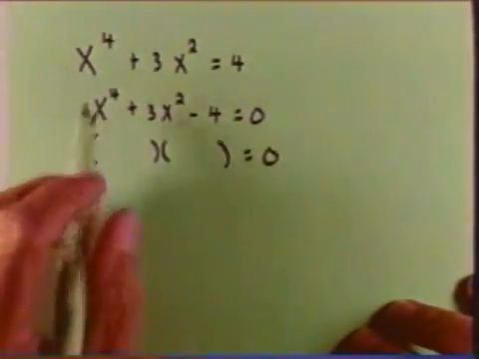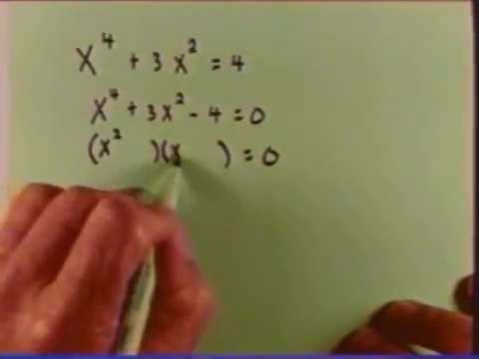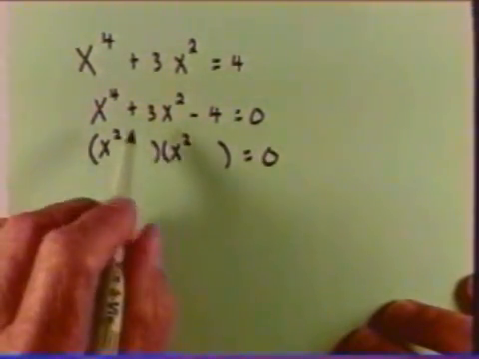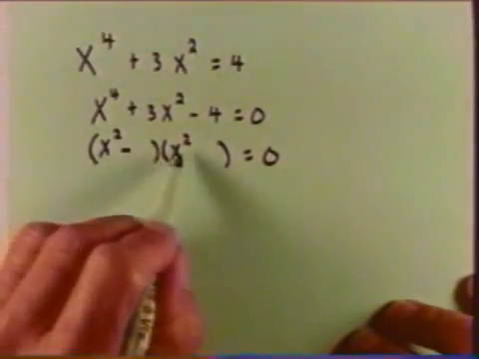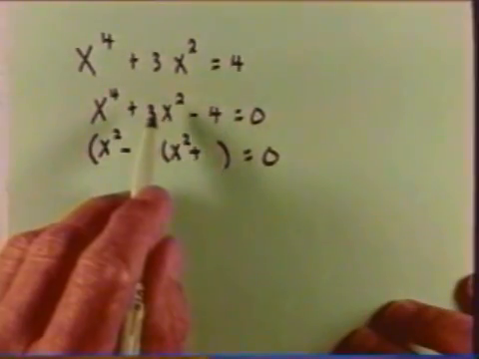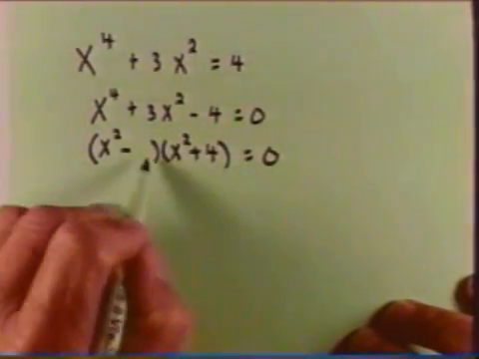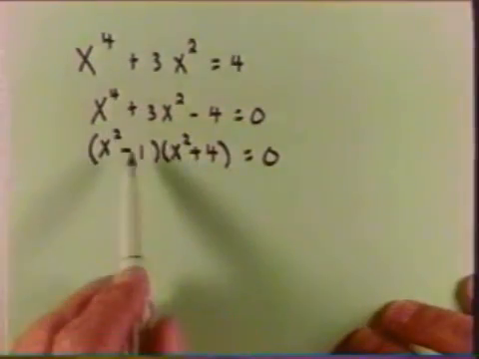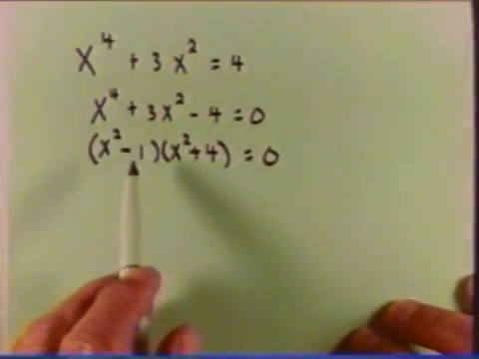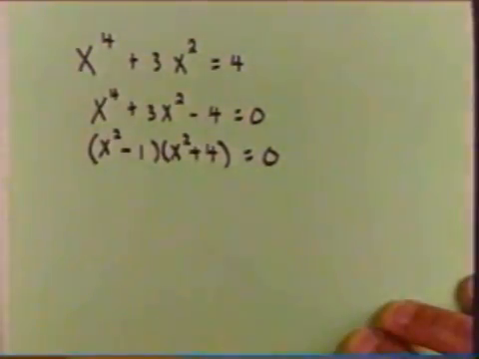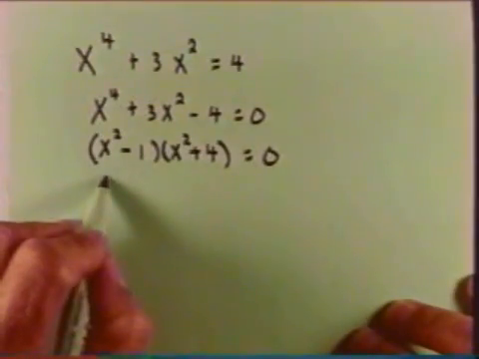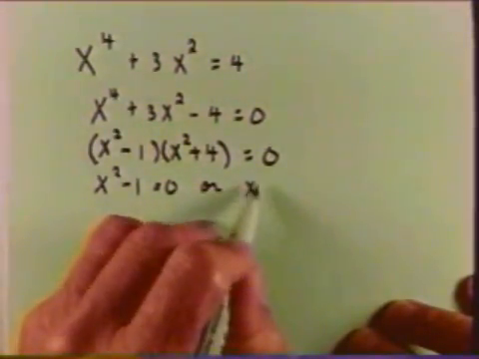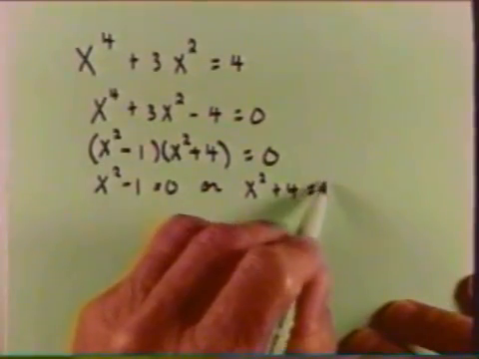as follows. Now to get x to the fourth, I can use x squared times x squared. This tells me my signs are going to be different. So I'm going to have one negative and one positive, and I need to get a positive 3. So I think I can use a 4 and a 1. Now let's see if that works. X squared times x squared is x to the fourth. 4x squared minus 1x squared is 3x squared. And a negative 1 times a positive 4 is negative 4. Now we can have x squared minus 1 is equal to 0, or x squared plus 4 is equal to 0.